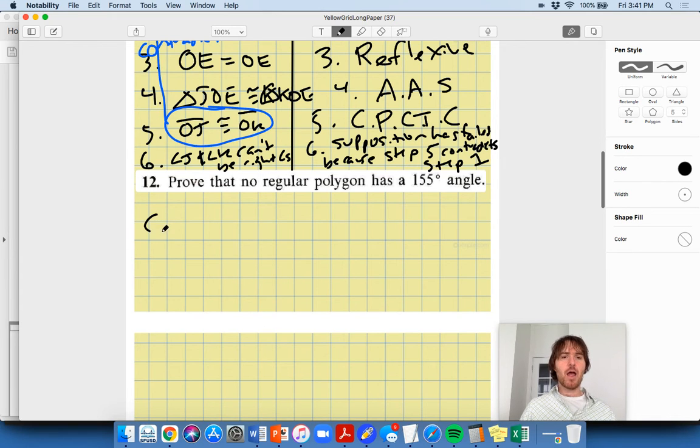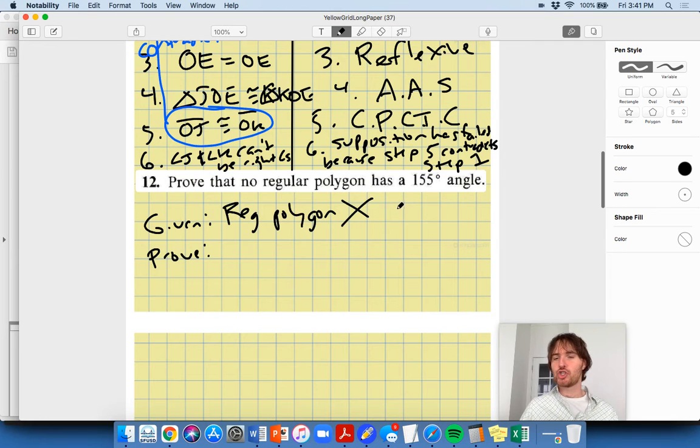Okay, so I might draw a generic diagram for this to kind of get this one out. So we got a regular polygon, maybe a given regular polygon. An unnamed one because we don't know how many vertices it has. Maybe regular polygon X, we'll just call it X. So X is a regular polygon. Prove no interior angle measures 155 degrees.